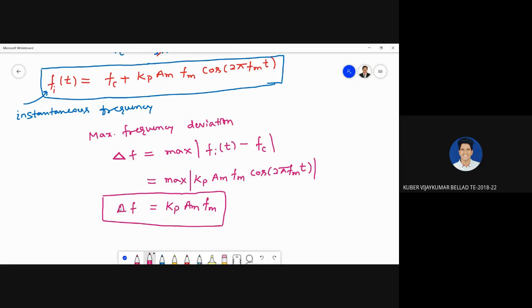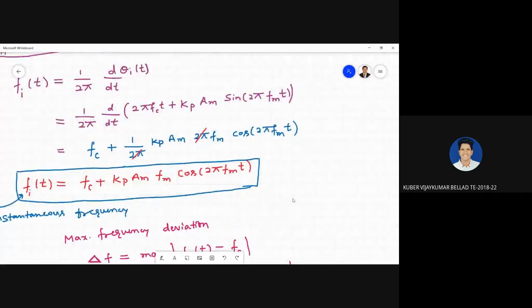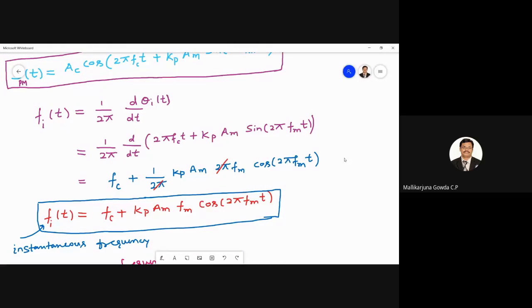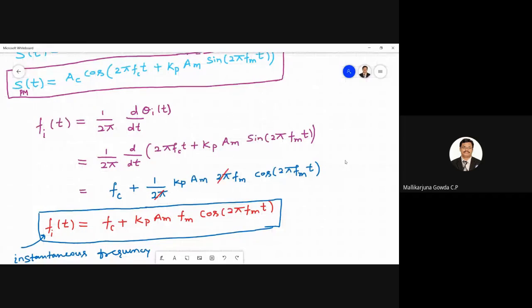Sir, can you scroll on top, sir? Just a second. That's fine. Yeah, little more, sir. Yeah, enough. So I wrote the expression for the FM signal of t. Then from that I am finding the instantaneous frequency. After finding the instantaneous frequency, I am finding the maximum frequency deviation. Yes, is this fine? Yes, sir.